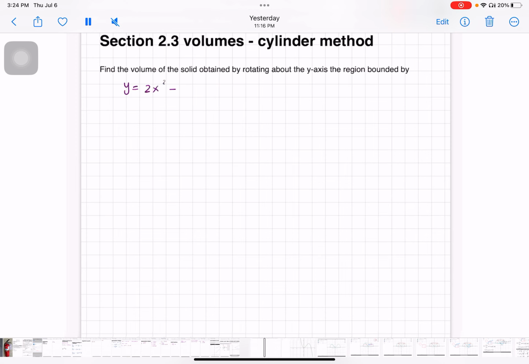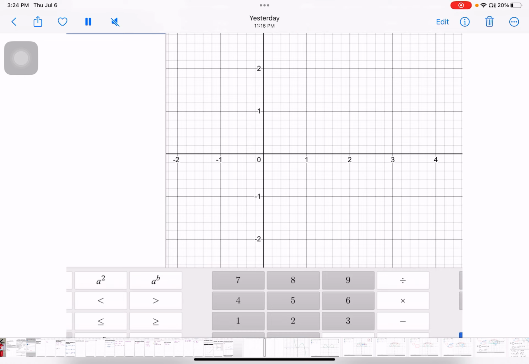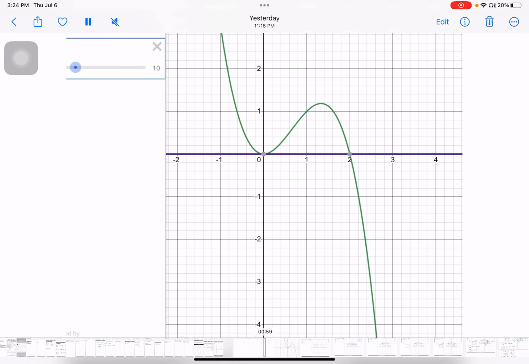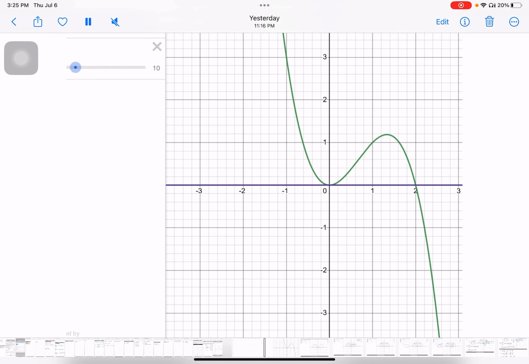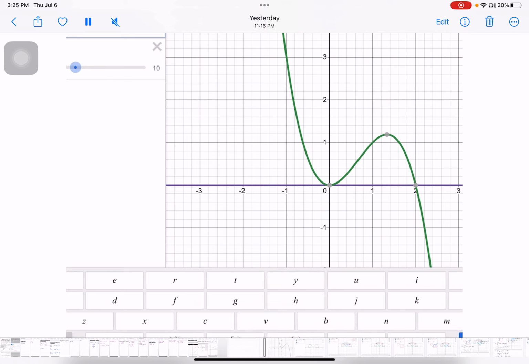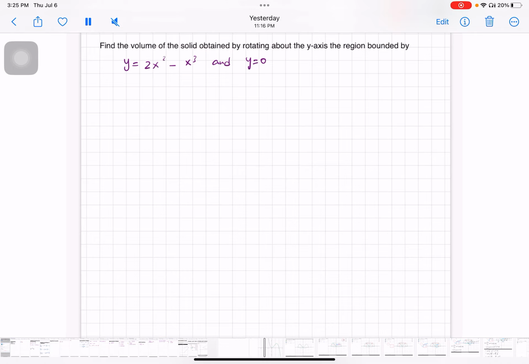I want to find the volume by finding the region y equal to 2x squared minus x cubed, and then y equal to 0. Let's pull out the decimal and look at the graph. So this is the graph I have. The green one is the function, and the purple one is y equal to 0. We only want the part where the two graphs enclose a region, so we're going to treat the domain as from 0 to 2. So this is the piece we got.